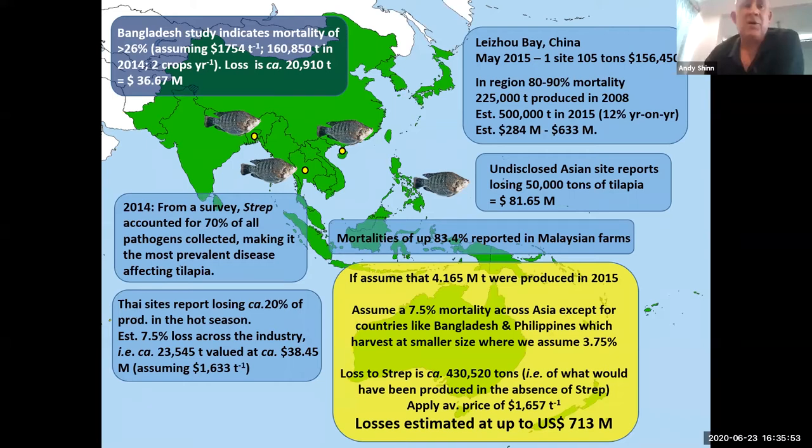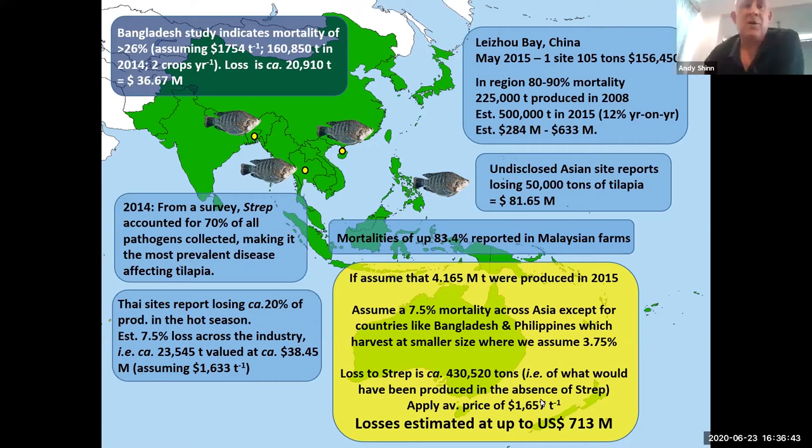If we try and apply a figure to better understand what the losses are, if we just use the figure that we have for tilapia in 2015, and if we assume an average mortality of around 7.5%, we know that this is probably a real figure. We know here from Thailand, we did a survey. We found that most farms lose around 20% of their stock in the warm season when temperatures do go over 30 degrees. So we can apply perhaps a 7.5% mortality. If we apply lower rates of loss in countries like the Philippines and Bangladesh, where they like to grow a smaller sized fish, then we can perhaps think of some of the losses due to Streptococcus being in the region of around 430,000 tons. And if we apply an average value of $1,657 per ton, then we're probably looking at over $700 million each year lost just due to Streptococcus.